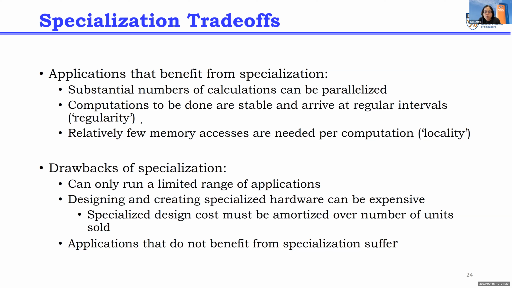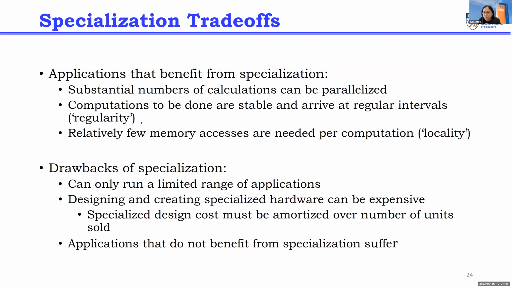generalization, right? So what are the applications that can benefit from specialization? So of course, it has to be an application that has enough parallelism. If your application cannot be parallelized, then you cannot get benefit from specialization. And then the computations roughly have to be stable and they have to arrive at regular intervals. So you need some kind of regularity. It cannot be very complex control flow because that's not really suitable for specialization.